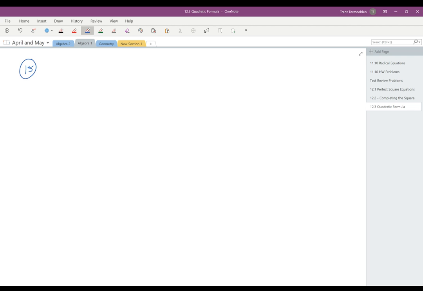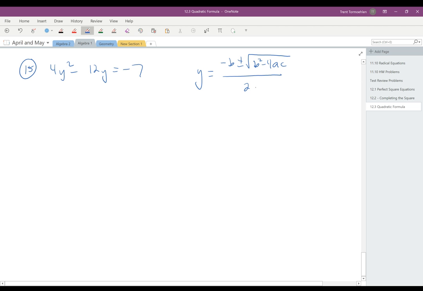Okay, so from 12.3, we're going to look at number 15. So 15, you get 4y squared minus 12y equals -7. And on this one, we're going to use the quadratic formula to solve it. And so the quadratic formula says the solutions to this quadratic equation are going to be y equals negative b plus or minus the square root of b squared minus 4ac all over 2a.